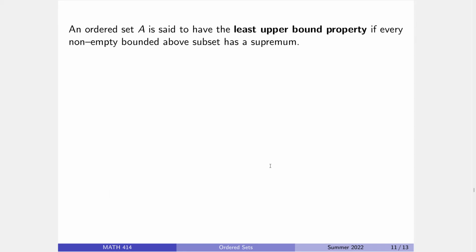But a set with that property, we say it's got the least upper bound property. You'll also see some people call this Dedekind completeness, and that's because a mathematician named Dedekind is the one who figured out that this is very important, because as we'll see, this ends up being the key property of the real numbers.